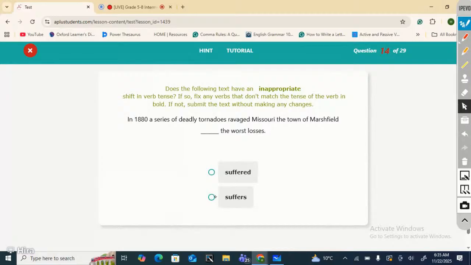In 1880, a series of deadly tornadoes ravaged Missouri. The town of Marshfield blank the worst losses. Suffered, suffers.